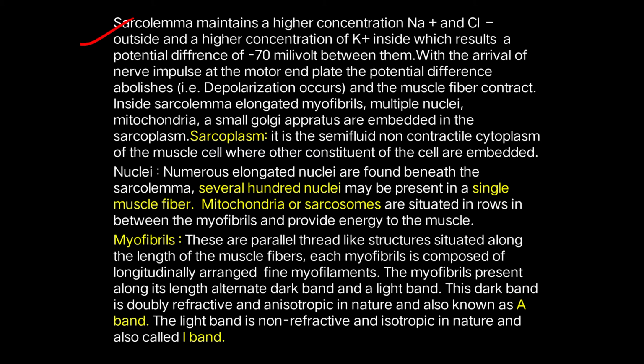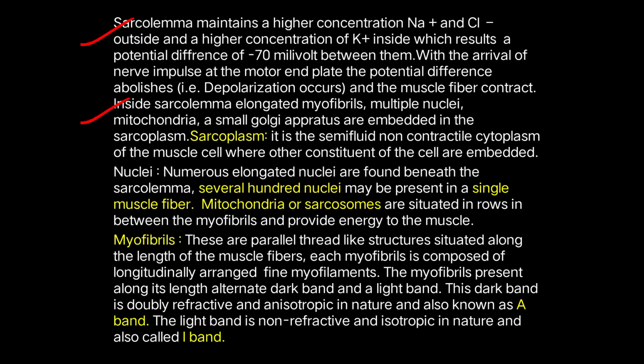And with the arrival of the nerve impulse at the motor end plate, what is the motor end plate? The junction of the nerve endings with the muscle fiber. So when the nerve impulse arrives at the motor end plate, the potential difference is abolished and depolarization occurs, and the muscle fiber contracts. And inside the sarcolemma, elongated myofibrils, multiple nuclei, mitochondria, and small Golgi apparatus are embedded in the sarcoplasm.